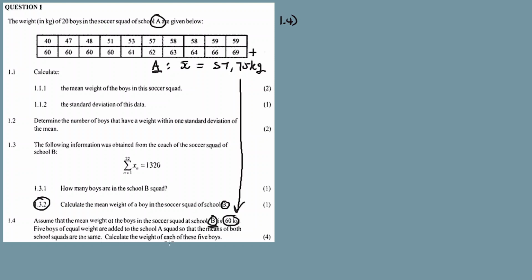Calculate the weight of each of these 5 boys. Don't forget the weights are equal. So as represented, the new added weights are equal for school A, each as x. So I'm adding x for boy 1, x for boy 2, x for all the 5 boys. So our x is added 5 times, right? So look now.